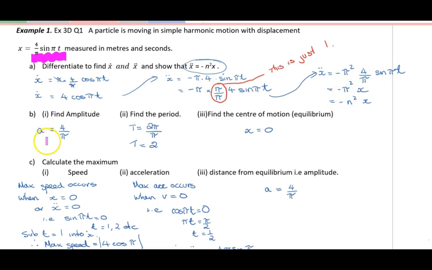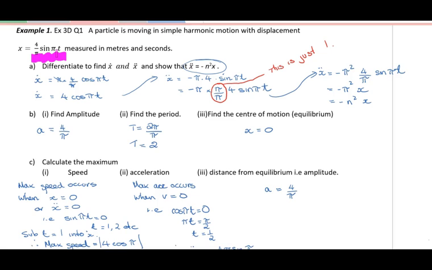B, find the amplitude. Well, the amplitude we know is just the number in front of the displacement expression, so it would be 4 on pi. The period is determined by the number, if there is one, in front of the variable, so it's 2 pi on pi, which is 2.